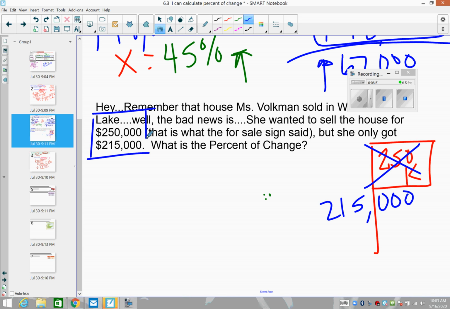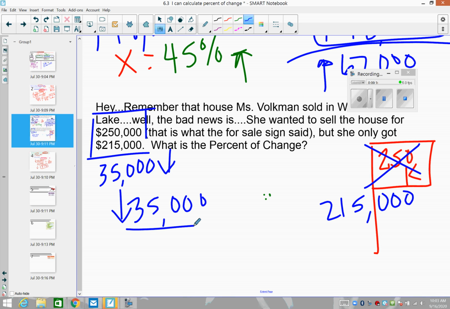So if we subtract these two numbers, we can see that it's $35,000 less than we wanted. So we'd have $35,000. The decrease in the sale that we wanted on our first sale sign, we had to go less if we wanted to sell it. The original price that we had on the for sale sign was $250,000. Oh, tears, we didn't get that. We only got $215,000.